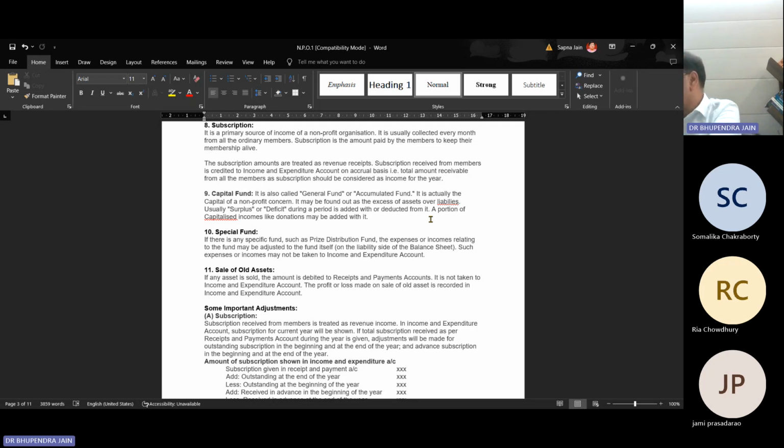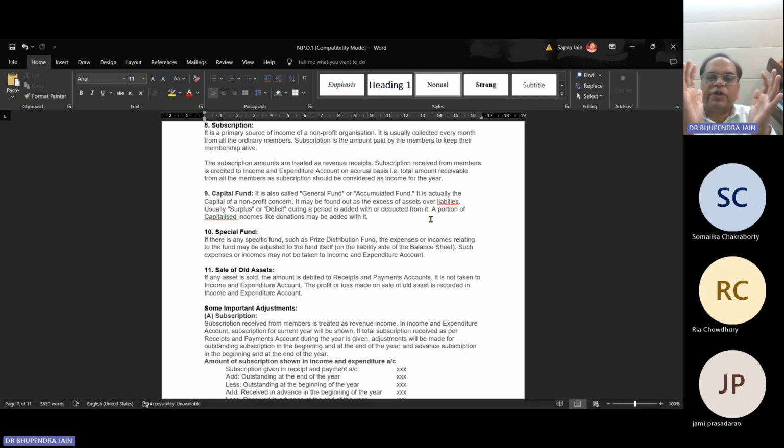Clear? First we will prepare the trading account, then the profit and loss account, then the balance sheet. In the profit and loss account, what do we calculate? Net profit and net loss. If a net loss arises during the year, where will we transfer the net profit or net loss? In the capital. If there is a net profit, what do we do? Addition with the capital. Or if there is a net loss, what will we do? Subtraction from the capital.